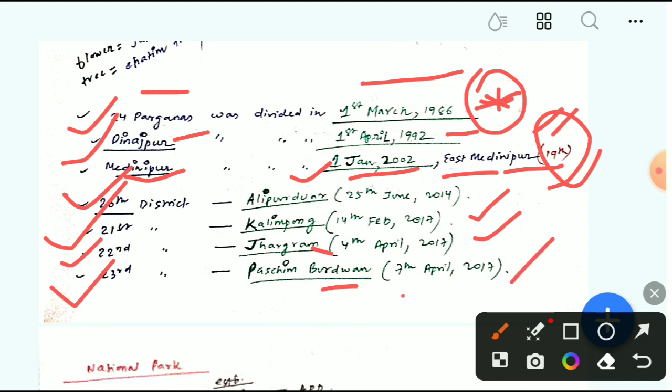Before that I told you that Alipurduar was the most recent. No, it was Paschim Bardhaman which was the most recent district formed, on 7th April 2017. So in ascending order, first is East Medinipur, next is Alipurduar, then Kalimpong, then Jhargram and Paschim Bardhaman. Sometimes in questions they ask how it was formed year-wise.